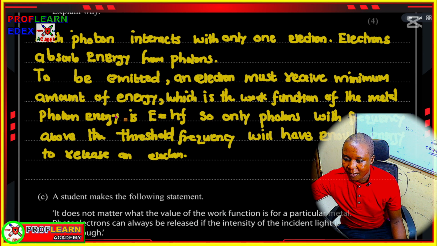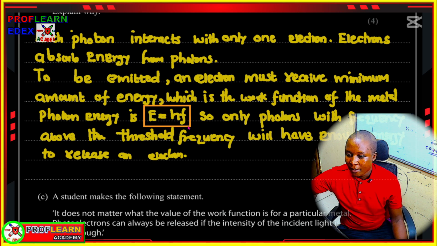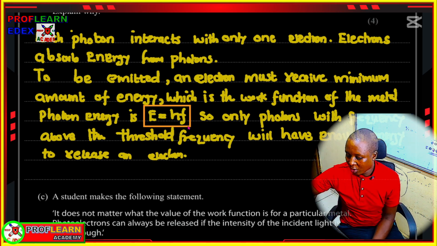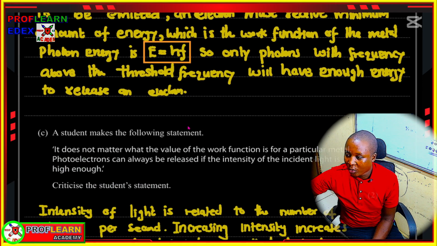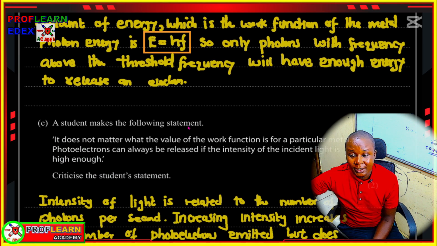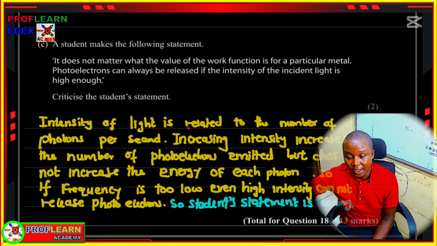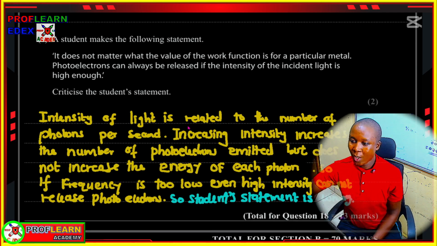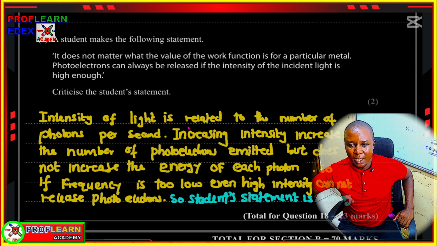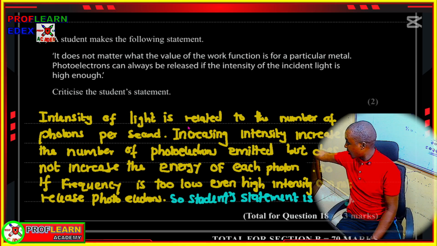So the energy of a photon is usually given by what? E equals hf. So only photons with the frequency above the threshold frequency will have enough energy to release an electron. So a student is making a conclusion here. The student says it does not matter what value of work function is for a particular metal, photoelectrons can always be released if the intensity of the incident light is high enough. That is the statement of a student.